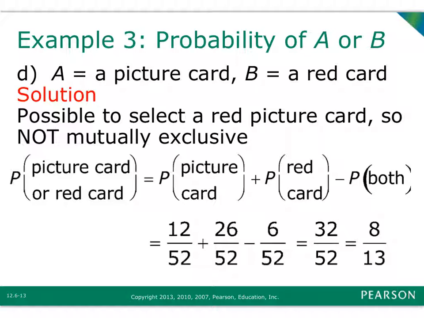So in this case, we have 12 over 52, which is the probability of a picture card, plus the probability of a red card, which is 26 over 52, minus the probability of it being a face card and a red card, which is 6 over 52. When we do the math, we get 32 over 52, or 8 over 13. Again, we can express this in decimal form.